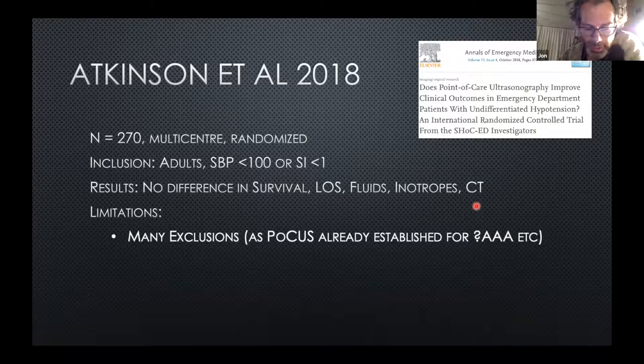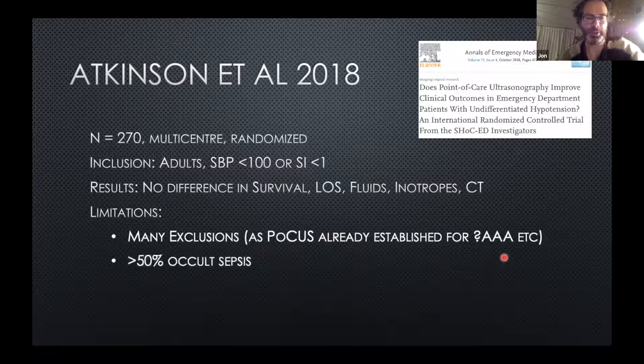And so several people pointed out some of the limitations of this trial. I think the main one was that there was a lot of exclusions. I think because this was 2018 and it was performed in North America where POCUS was already well established for patients in shock and it was being used routinely for patients with undifferentiated shock already. They had to exclude a lot of patients to be able to get it through their ethics committee. So patients with suspected AAA or suspected ectopic were all excluded.